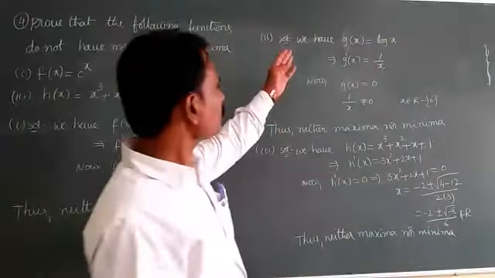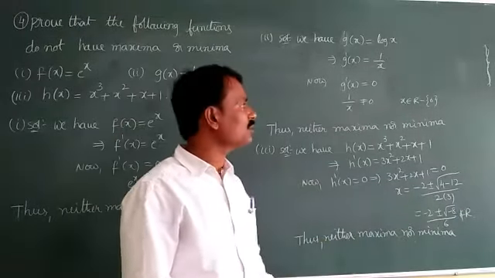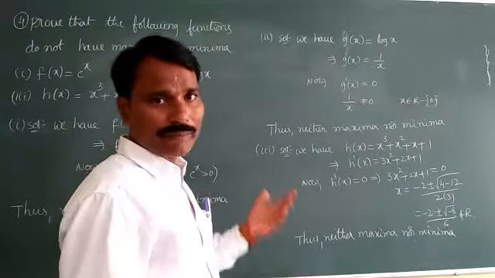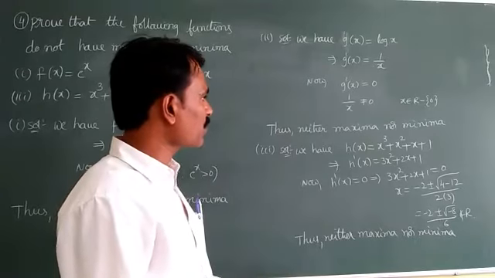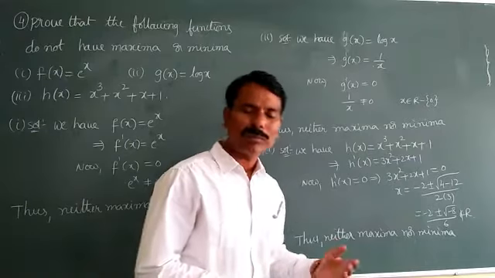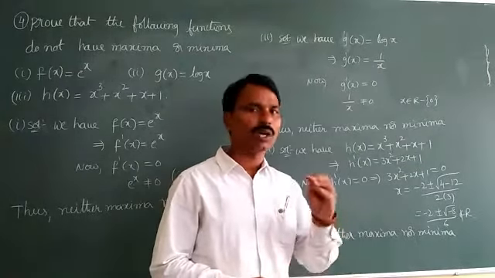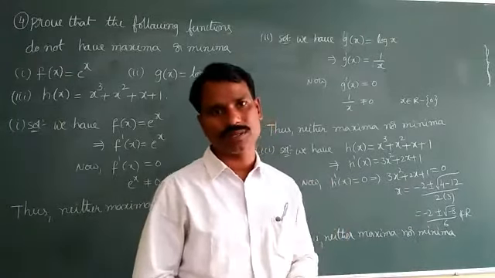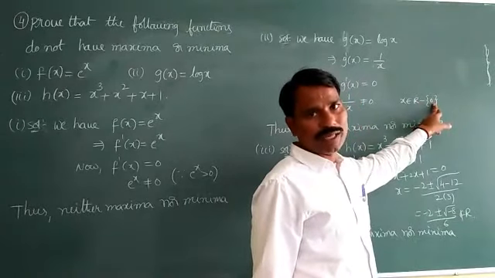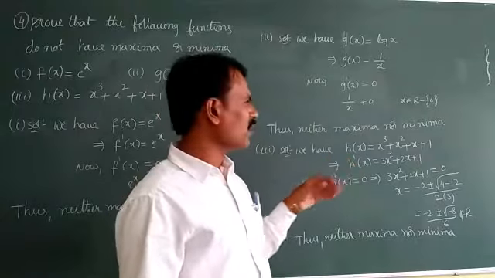Come here. Second one. g of x is equal to log x. g dash of x equal to 1 by x. By taking our condition, g dash of x equal to 0 means 1 by x equal to 0, which is meaningless. Why is it meaningless? Because the denominator should not equal 0. That means x is not equal to 0. By taking the domain in real numbers, we don't take 0 because the denominator should not be 0. Anything by 0 is not defined. So we are not taking 0.